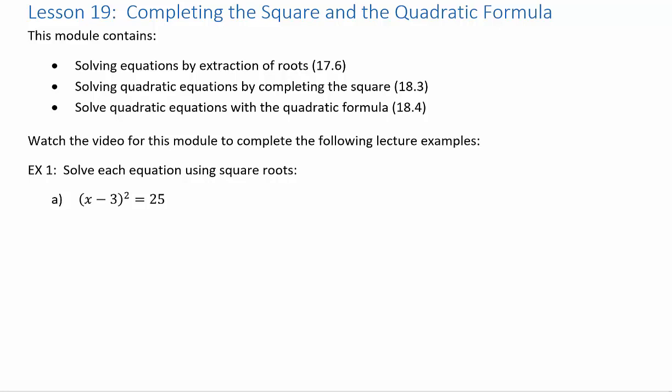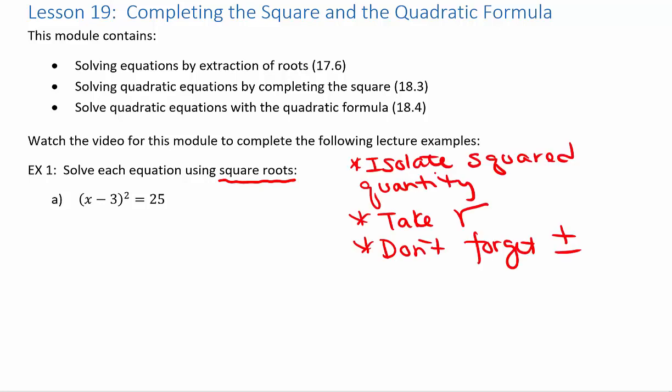The first method involves using square roots. This is where you can get rid of a squared by taking the square root of both sides. The steps for this method involve isolating the quantity that's squared. That's already happened in part A. Then we take the square root of both sides, but we have to include a plus or minus to indicate that whether you square something that's positive or negative, you get the same thing.